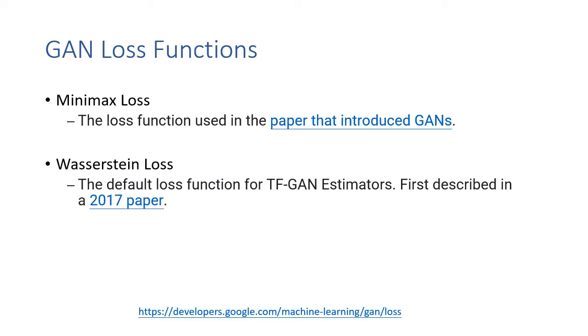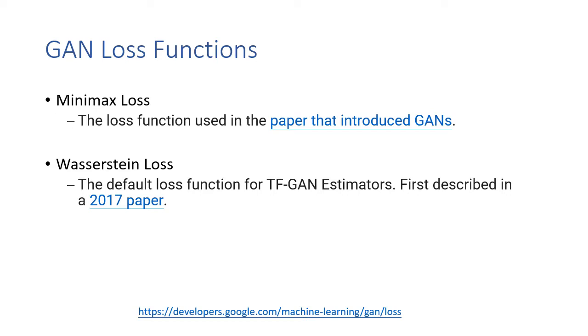What are the loss functions used in GAN? In the original paper, Ian Goodfellow proposed to use the minimax loss, a loss function that minimizes the loss of the generator while maximizing the loss of the discriminator. But in later research, researchers proposed to use the Wasserstein loss, which is the default loss function of the TF-GAN estimator. Researchers found that this loss can produce better results.